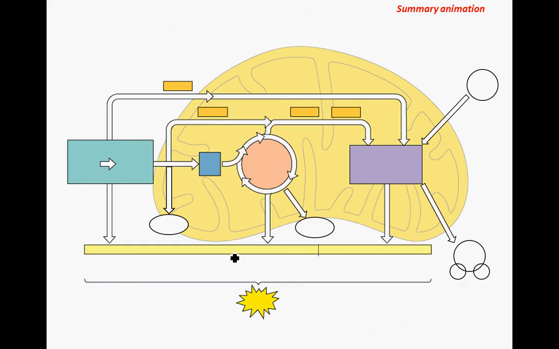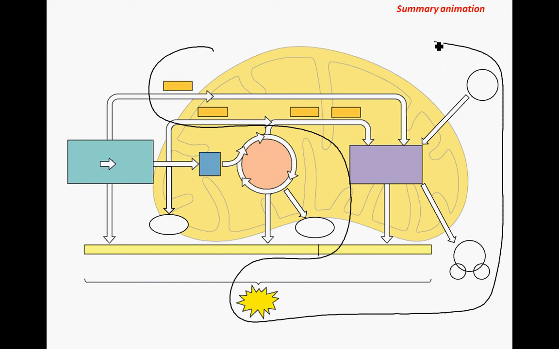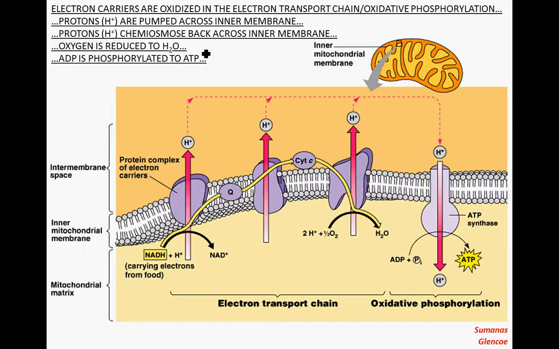We've been using this as our guideline, and we're going to be addressing this part of the diagram here. So this is the third part. Other screencasts have dealt with the rest of this diagram. So this is where we are on our map: electron transport chain, oxidative phosphorylation.